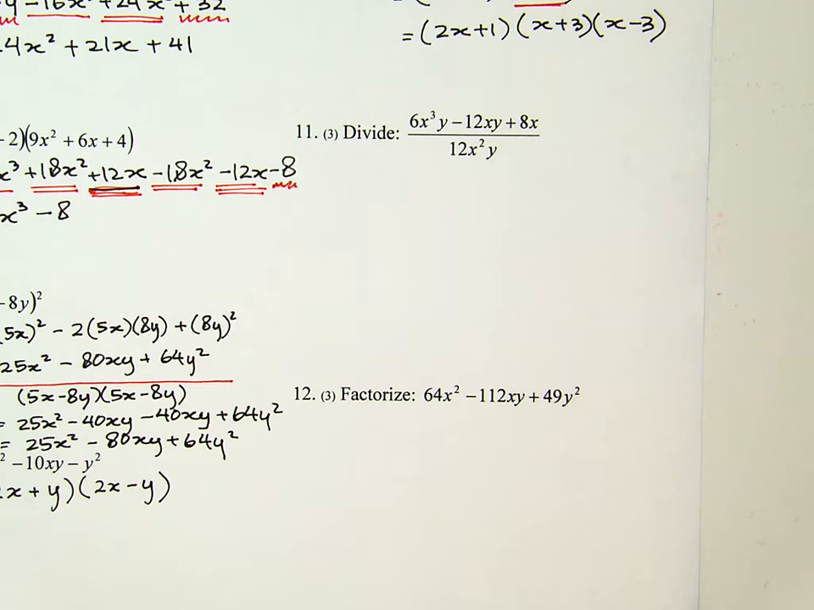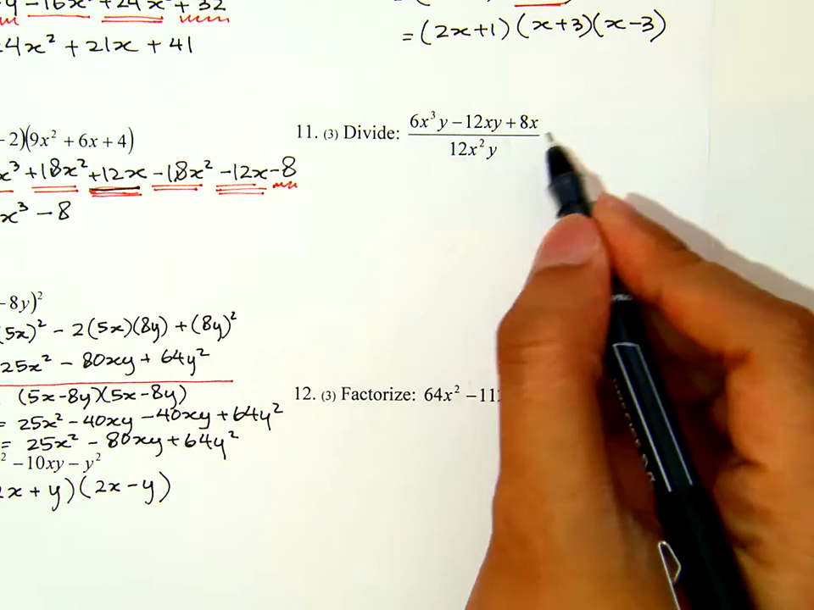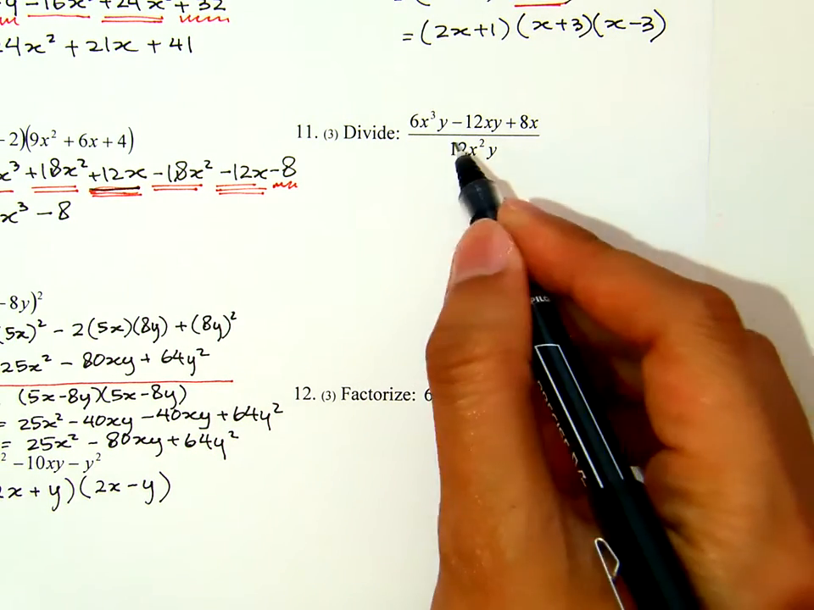The following is Spring 2011 Math 115 Test 3, number 11 and number 12. Number 11, divide this polynomial by this monomial.